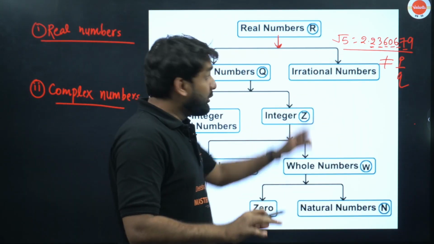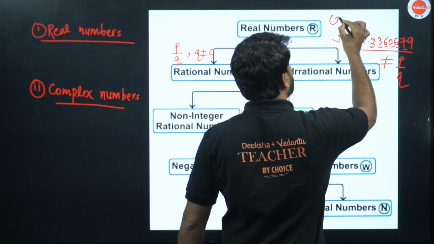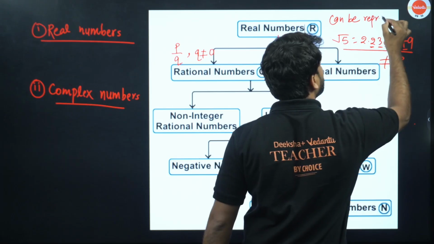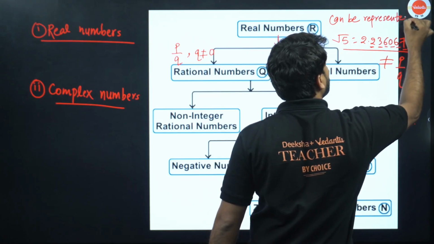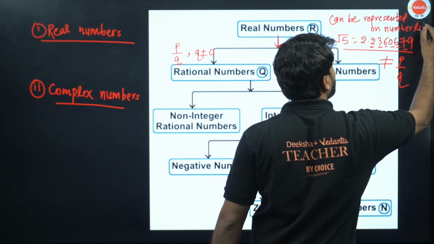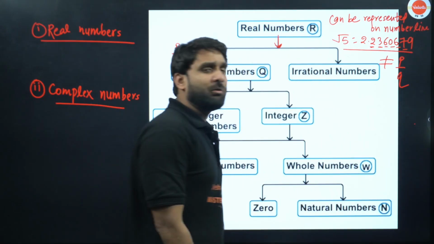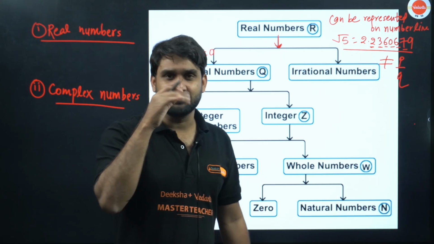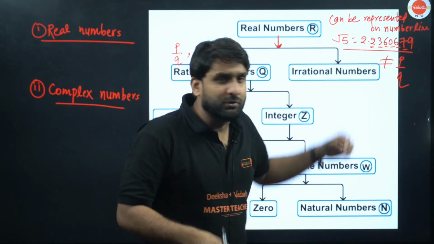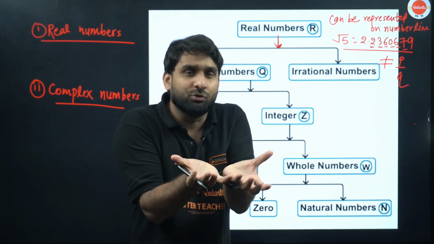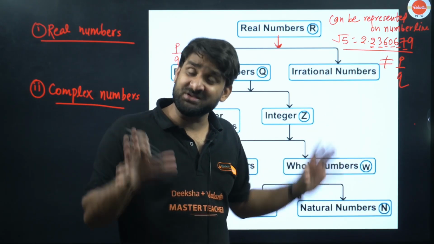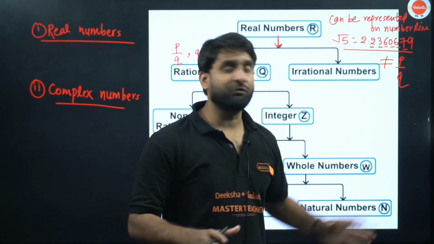But root 5 can be represented on the number line. Yes, my dear champion, it can be represented. We can represent root 5 on the number line. You might have studied this already in class 9th. Its existence is possible because 2.23 has some value, it has some potential. So we can represent root 5 on the number line.